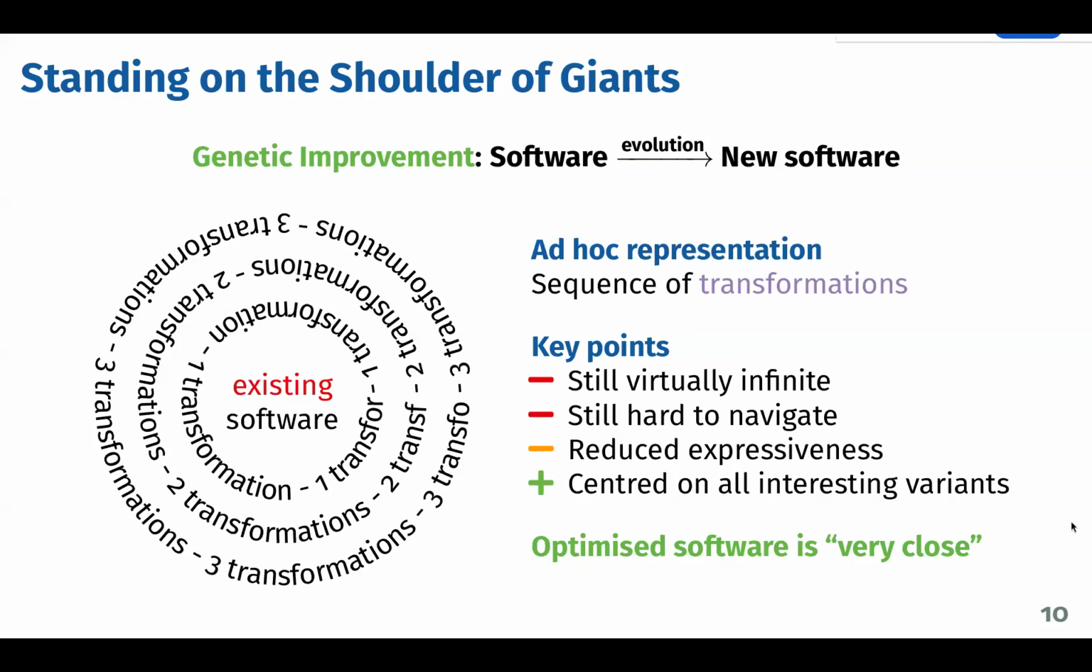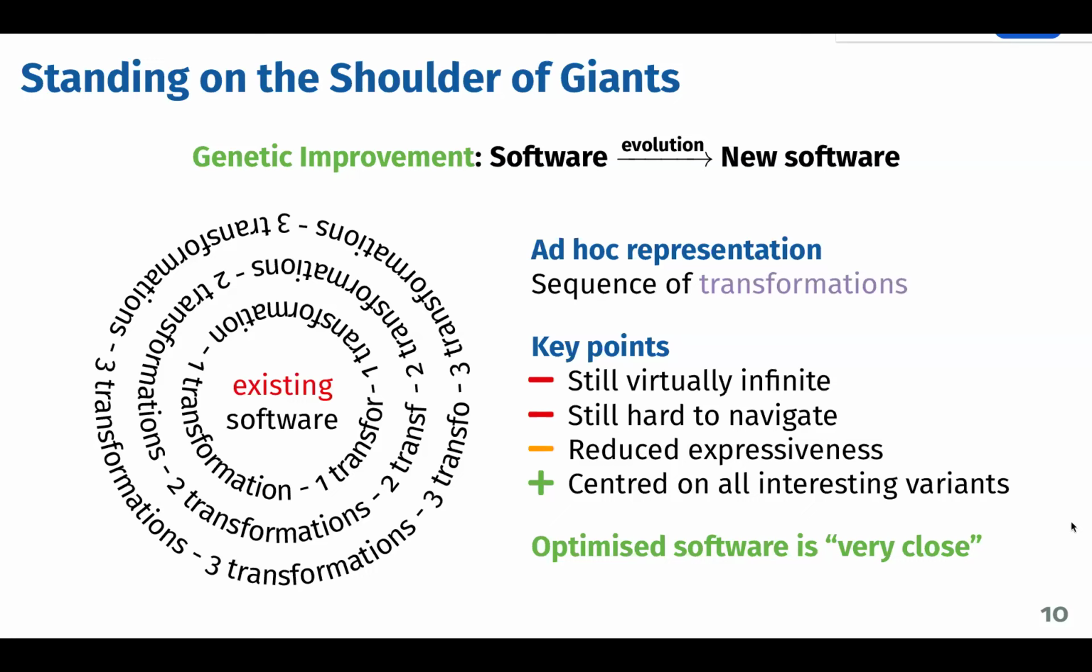Genetic improvement does not start from nothing, but starts from an existing software. It's basically the same search space, but instead of starting from the origin, you start from something that is already quite good. And GI comes with an ad hoc representation, which is a bespoke representation: a sequence of transformations. You start from one existing software, and then you do some transformations to go from one software to a different software. The space is still virtually infinite. You could completely destroy your software and recreate one from scratch.